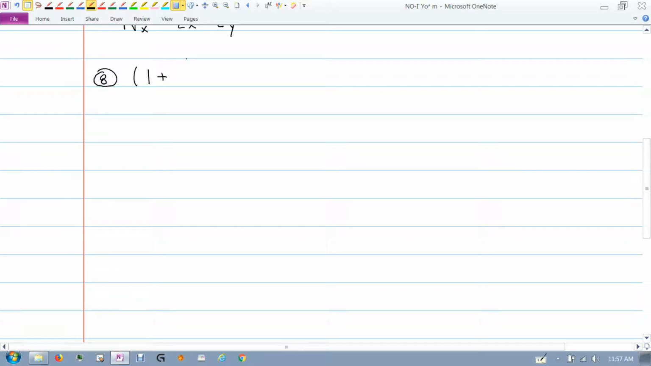1 plus natural log x plus y over x dx plus, oh no, equals, sorry, equals 1 minus natural log x dy. All right, so the first thing I'm going to do is move everything to one side so that it looks like the form that we're looking for.